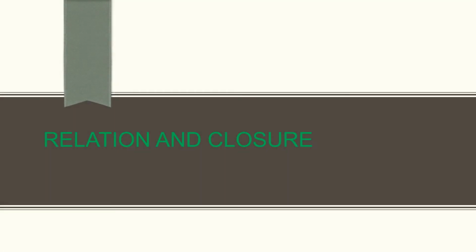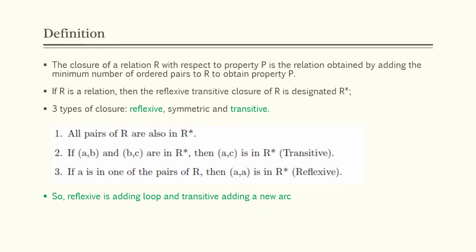Hi, for this lecture, we will look into relations and closure for a grammar as well as simple grammar. Let's look into the definitions of closure, relation and closure. So the closure of relation R with respect to property P is the relation obtained by adding the minimum number of ordered pair to R to obtain property P.